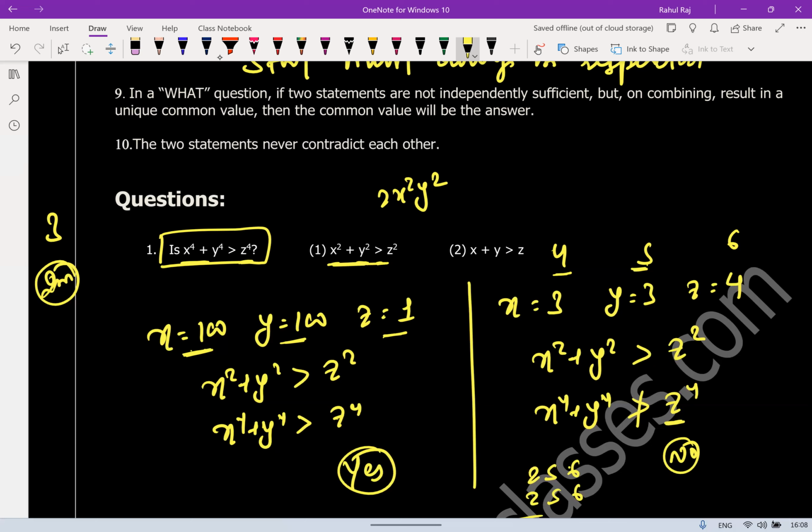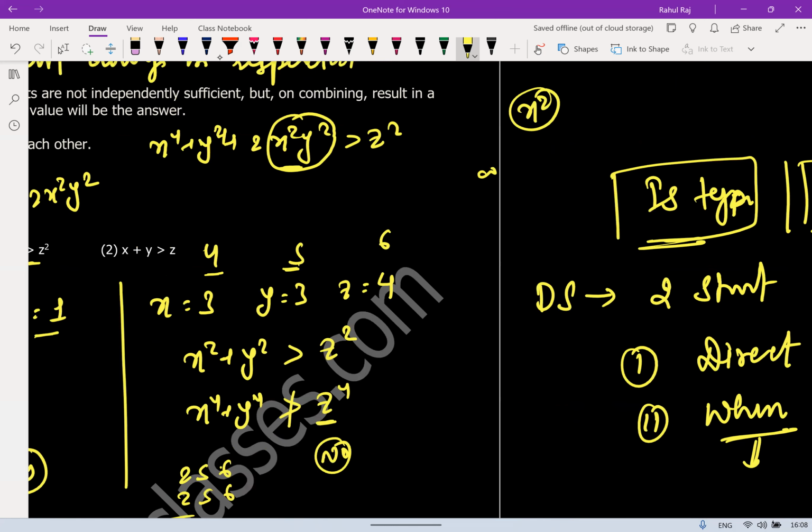But the point is that when you try to create a yes or no situation, that is the place you will go mad about it. The equation will come: x to the power 4 plus y to the power 4 plus 2x square y square greater than z to the power 4. So 2x square y square is either 0 or greater than 0. It's a positive number for sure. 100%. Because x square, any number squared, is always positive. The minimum value of a square could be 0.